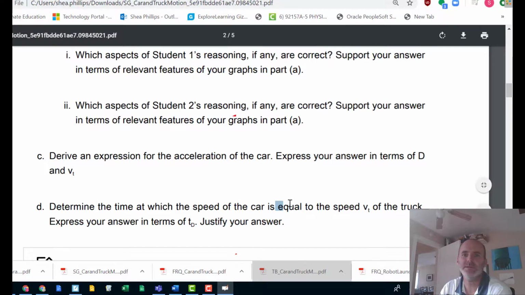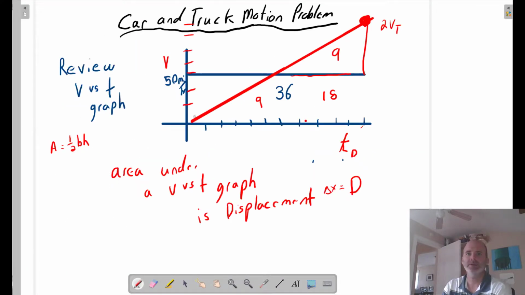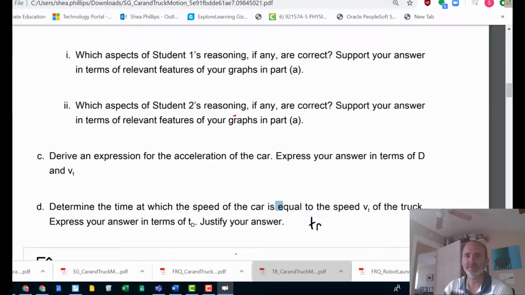Determine the time where the speed of the car is equal to the speed of the truck. Let's again look at our graph here. So we're going to go back here. And we already said this, that if we look at this, this is when the speeds are equal, everything is symmetrical. So that's TD over 2. So that would be the answer for here. Express your answer in terms of TD. So it's TD over 2.